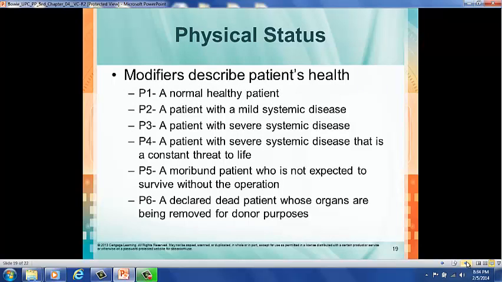The physical status of the patient can also affect the modifying units value. Physical status modifiers are used to describe the patient's health status. The explanation of the physical status modifiers is found in the CPT book, in the anesthesia guidelines. It should be noted that Medicare does not recognize physical status modifiers. These modifiers are summarized in Table 4.2 of your workbook. And when a patient is given a physical status modifier of P3, P4, or P5, the modifying units are increased.